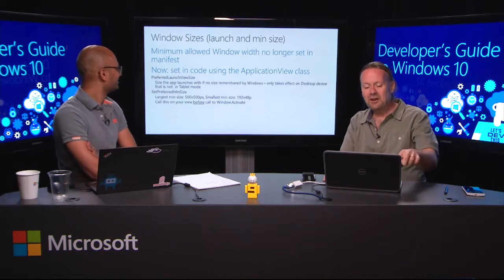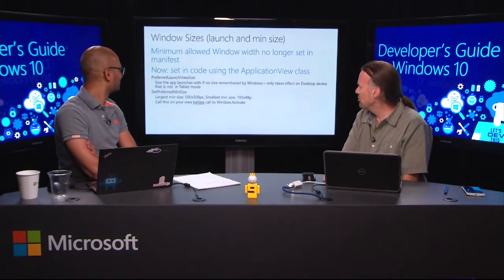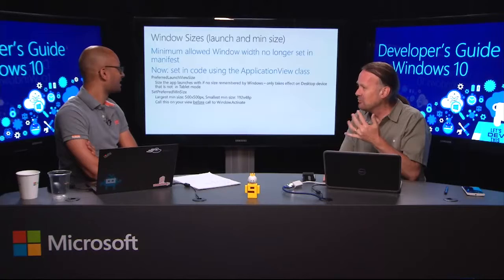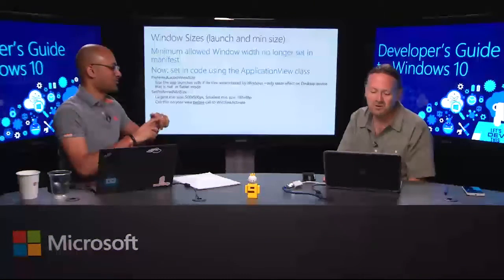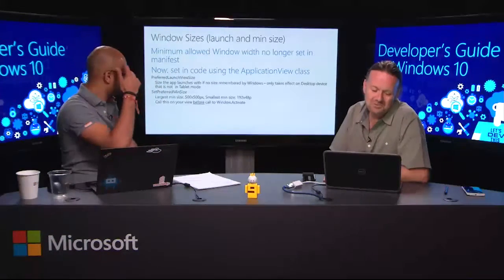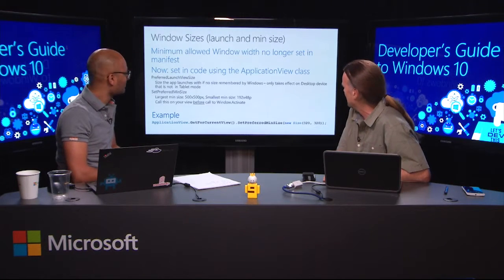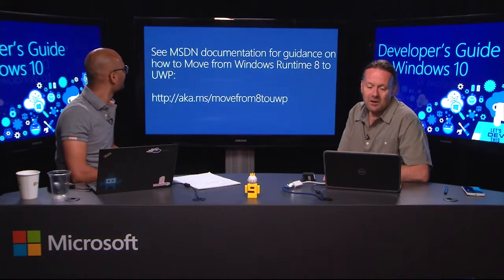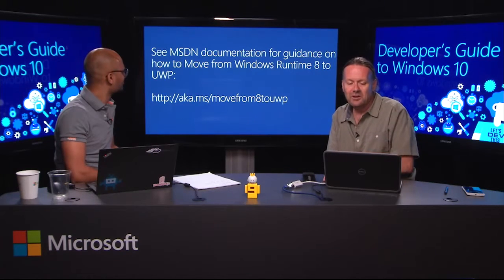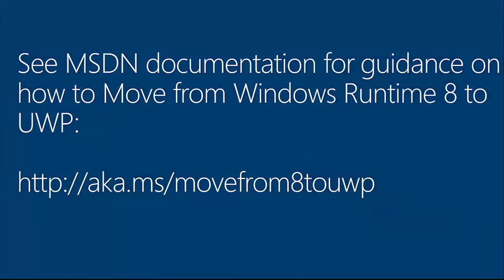Now, one thing you have to do is call this on your view before you call window activate. So it's right at the beginning of your on launch, because you don't want to be doing all this crazy stuff afterwards. There's an example, 320x320. And have a good look at the MSDN documentation for lots more guidance. This gets into a bit more detail than we've got time for now.